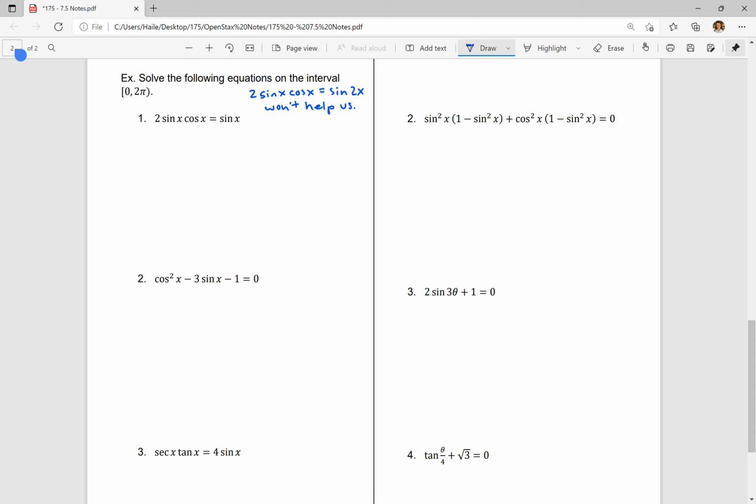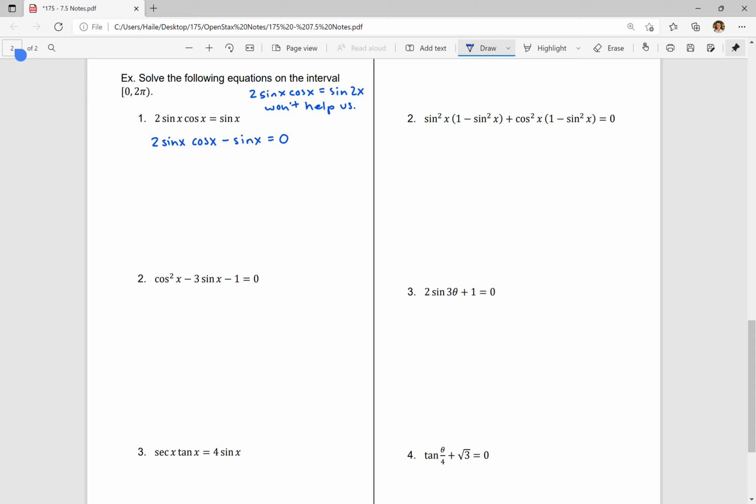So maybe let's just subtract over the sine of x. So if we want to factor, we want to make sure that every single term is on one side of the equation and that we have 0 on the other side. That's very important. So maybe we can set this up to try and factor.